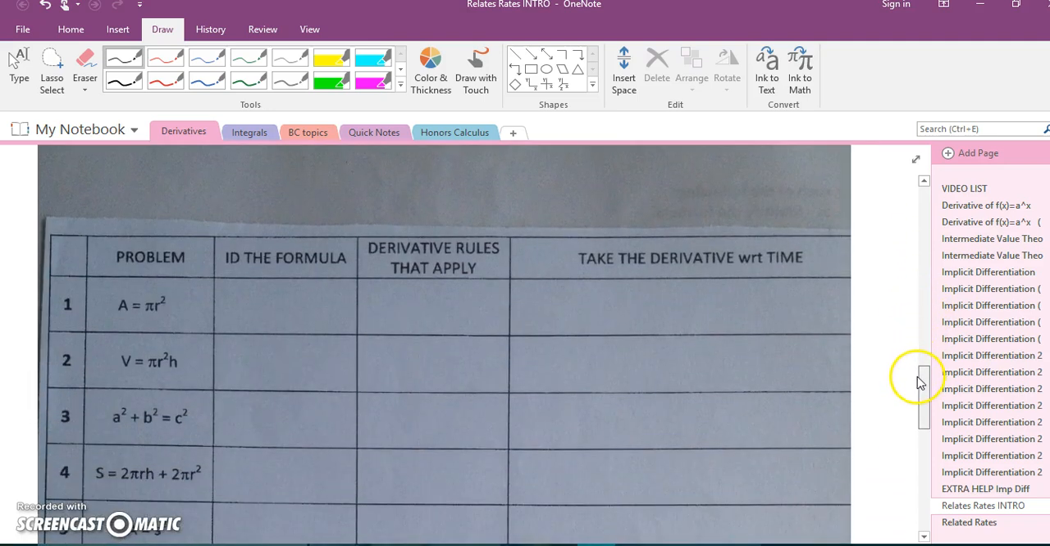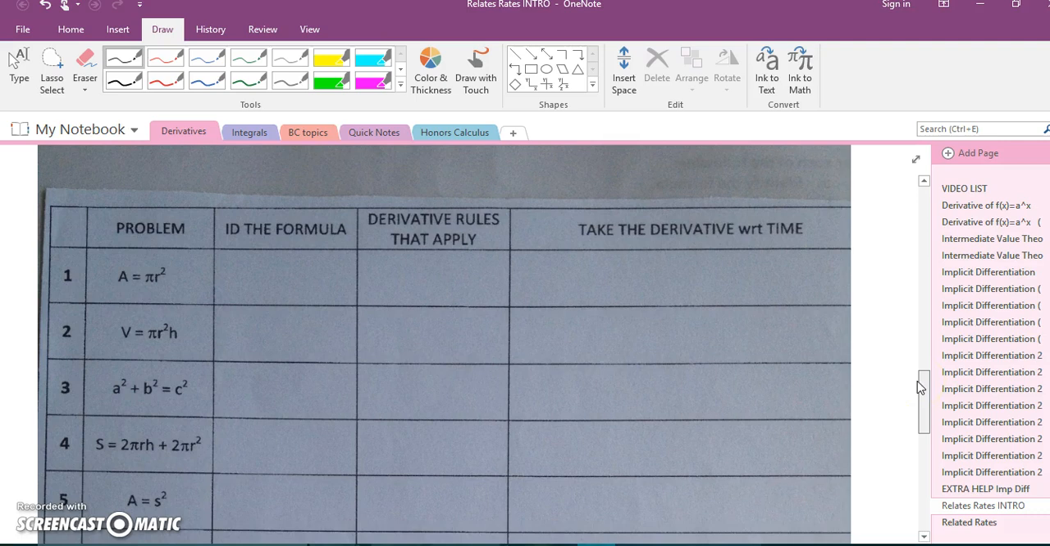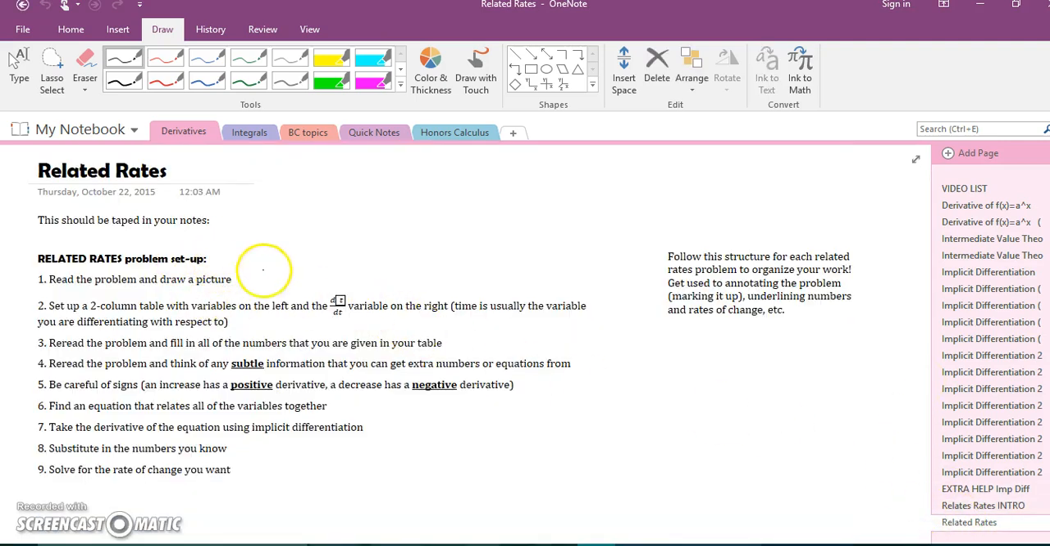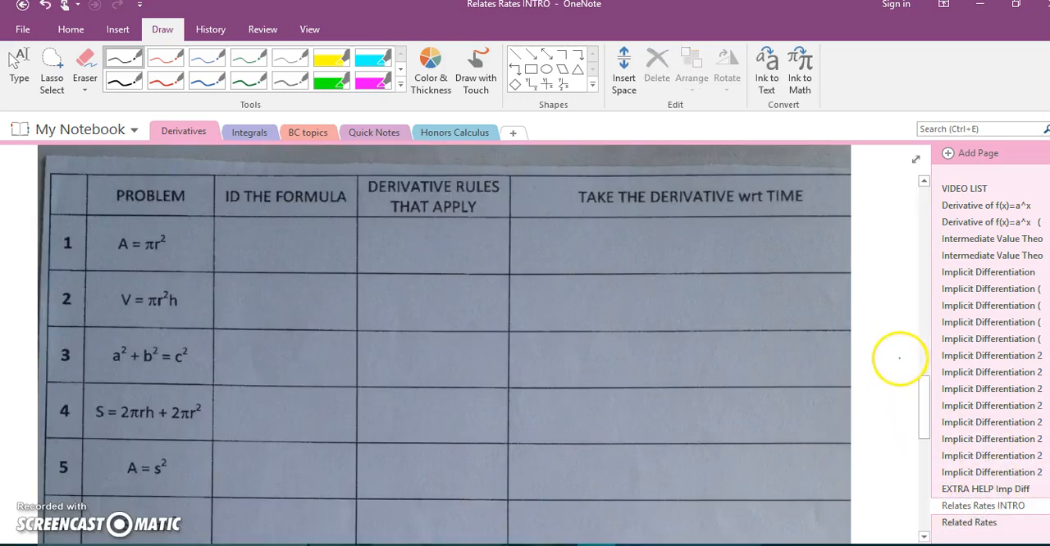You have this worksheet that should be taped in your notes. If it's not taped, can you please tape it down right now? You also got one that looked like this. That should be taped afterwards. So let's go to this guy first.